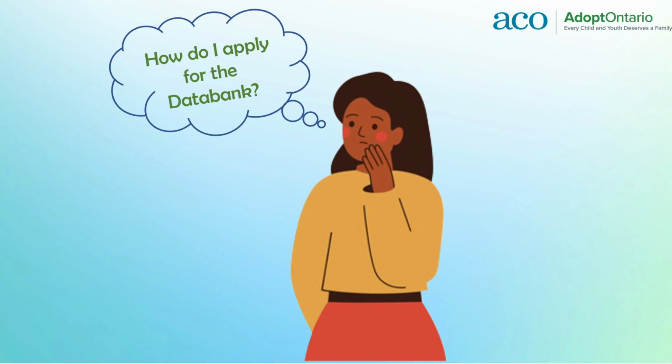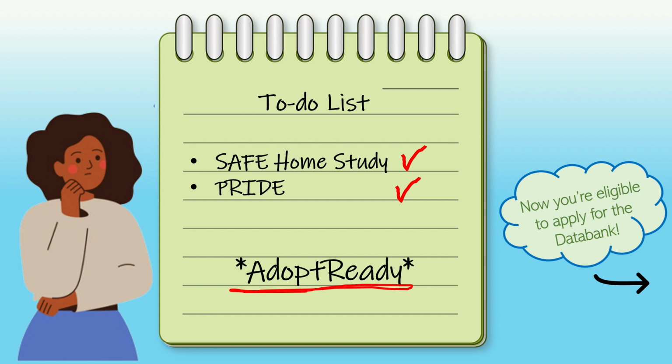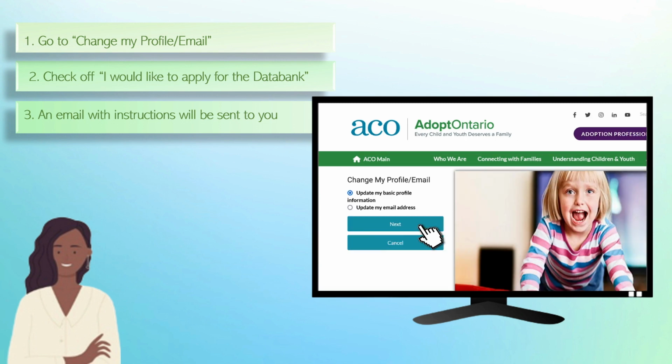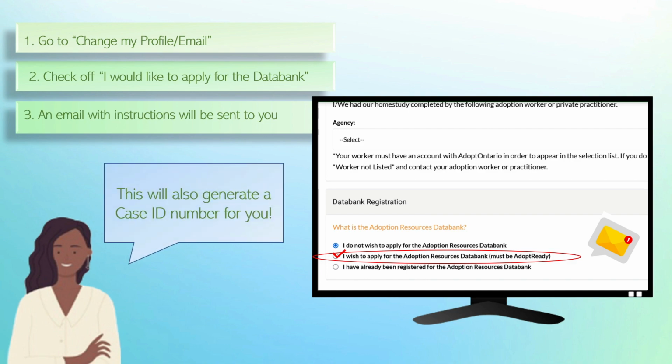Well, there's a few ways. Once you have completed your Safe Home Study and Pride training, you will be considered Adopt Ready and will then be eligible to apply for the data bank. Now, if you already have an account on the public site, one option is you can log in to your Adopt Ontario account and select Change My Profile/email. You'll then click through the pages as shown here till you have this option that says I'd like to apply for the data bank. An email will then be sent to you with instructions on what to do next. This will also generate a case ID number for you.